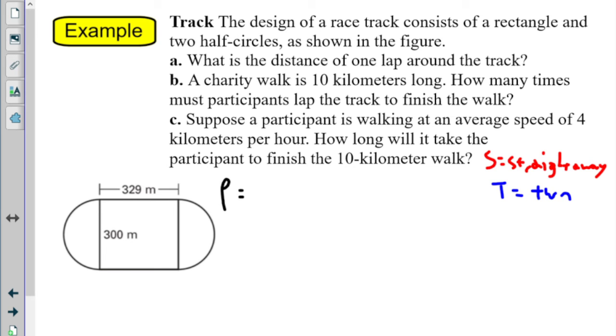So to get the total perimeter, we are going to take, let's start our race here. We're going to run the straightaway here. So we ran the straightaway, and then what do we have? We have a turn. Okay, and then after that, it's another straightaway. And then after that, we have our final turn coming down the home stretch.